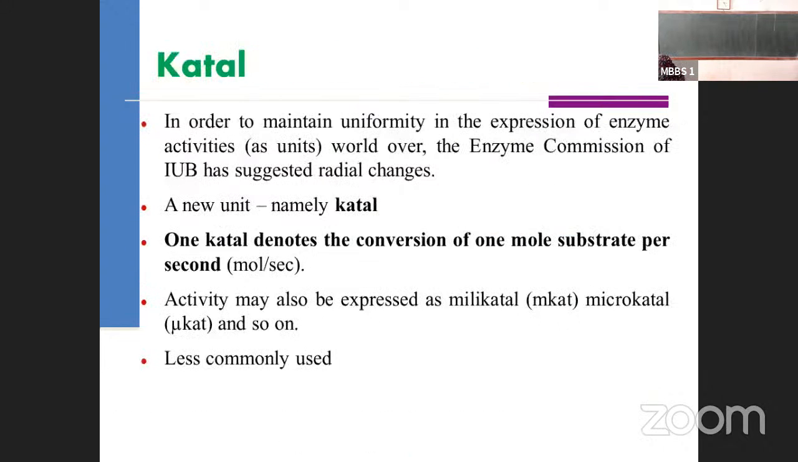So first, what did we learn? Katal denotes the enzyme activity. Enzymes are measured in terms of activity, not in terms of concentration, that is, converting a particular substrate to the product. That is the activity of the enzyme. It is measured in different units. One is the Katal. Katal is what? It denotes the conversion of 1 mole of substrate into product per second.